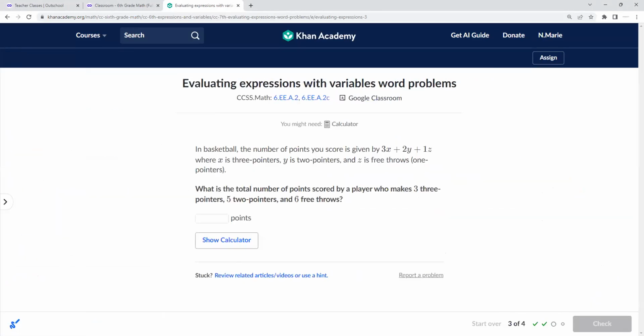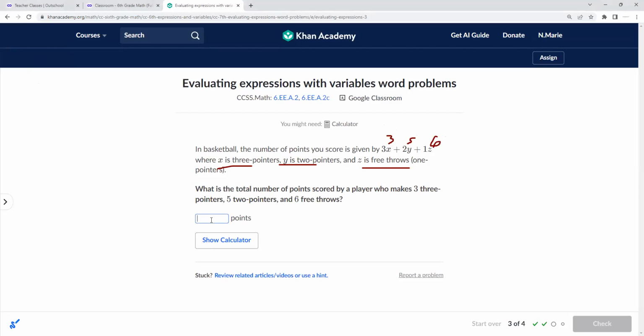And so they also have evaluating expression word problems. In basketball, the number of points you score is given by 3x plus 2y plus 1z, where x is 3-pointers, y is 2-pointers, and z is free throws. What is the total number of points scored by a player who makes 3 3-pointers, 5 2-pointers, and 6 free throws? So that's easy. You're just plugging in.